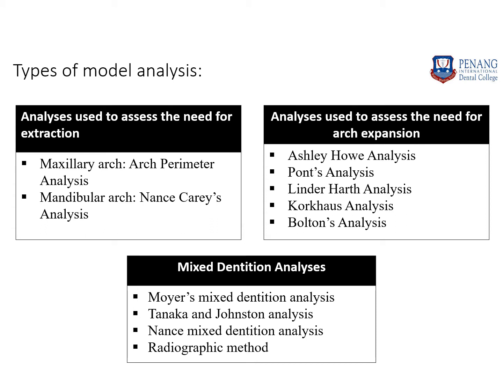So I've divided them into three groups or three categories. Category one will be analysis used to assess the need for extraction. So here it's further divided into maxillary arch, which is the arch perimeter analysis, and mandibular arch, Nance Carey's analysis. Category two is analysis used to assess the need for arch expansion, which is actually Howe, Pont's, Linder, Korkhaus analysis, and Bolton's. And then finally, the third category of mixed dentition analysis, which is Moyer's, Tanaka and Johnston, Nance, and the radiographic method.